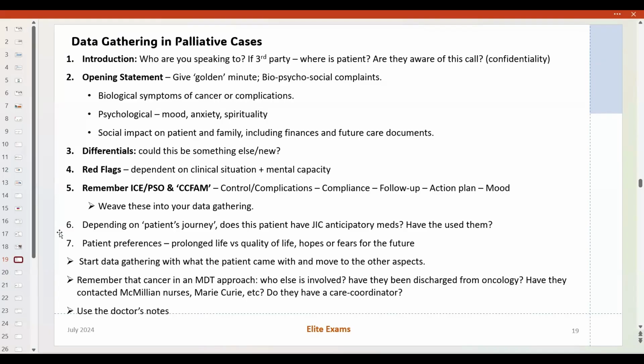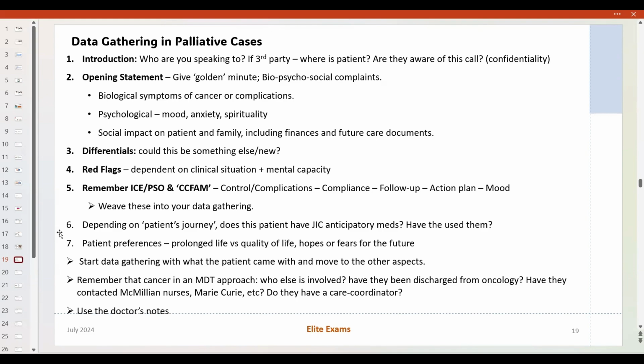So impact and mood go hand in hand, and weave all of this into your conversation. Depending on the patient's journey, you might also want to ask if this patient already has anticipatory medicine in place, and have they used it if it has been prescribed? And if you're having a conversation about the patient's preference, what's their preferred care? So we'll talk about phrases that can help.